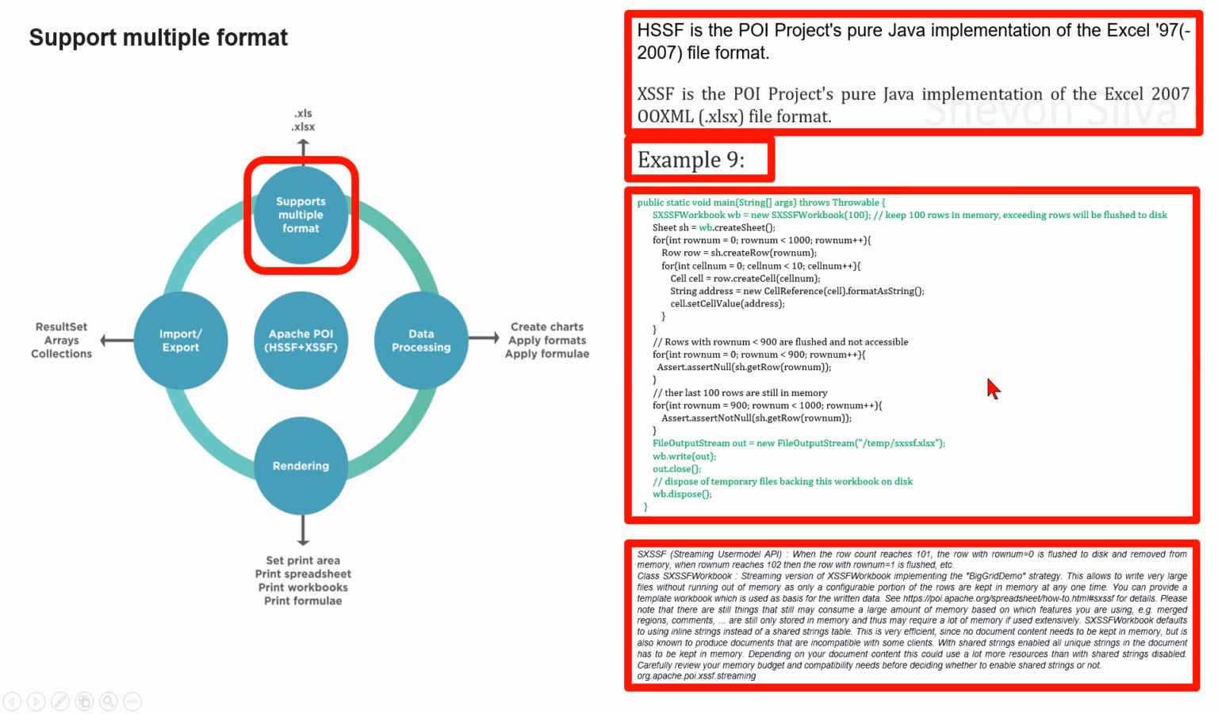Now we are considering the SXSSF streaming user model API. When the row count reaches 101, the row with row num equals 0 is flushed to the disk and removed from the memory. When row num reaches 102, then the row with row num equal 1 is flushed, etc.